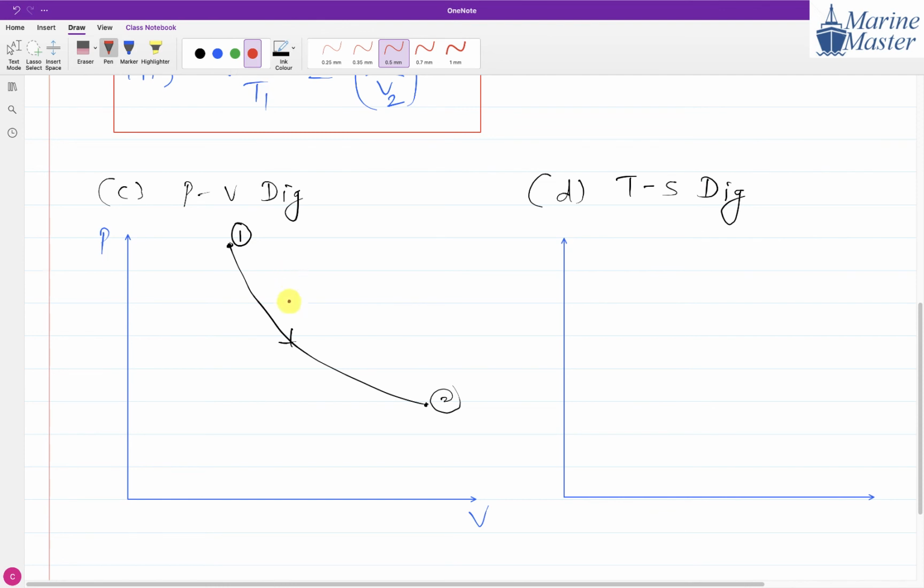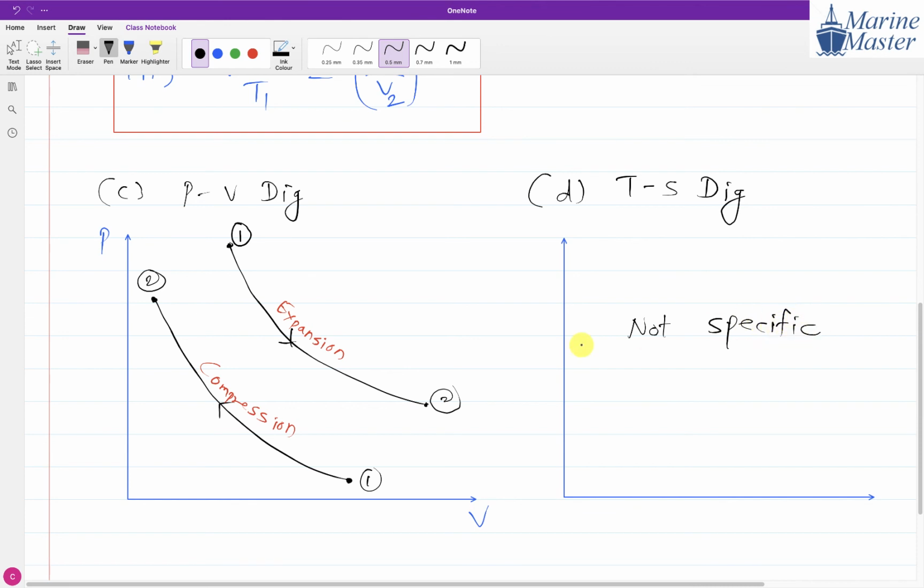So this process indicates expansion. Then we will have a compression scenario: decrease in volume, increase in pressure. So this scenario is a compression. And for the TS diagram we can't say here, it is not specific. We will see how to draw the TS diagram for the polytropic process during the numerical.